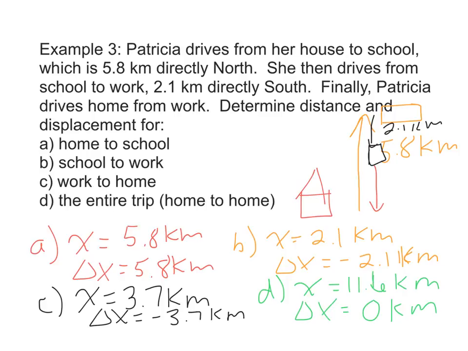Another thing you could have done was add up all of your displacements from parts A, B, and C. 5.8 plus negative 2.1 plus negative 3.7 equals 0. To get the total distance, we could have also just added up the distance from each leg of the journey. So 5.8 plus 2.1 plus 3.7 gives you 11.6 kilometers.